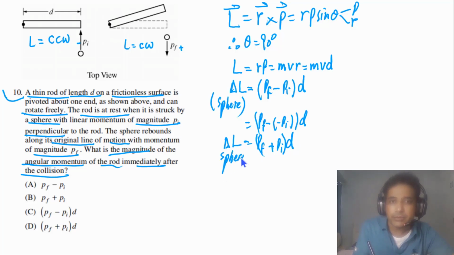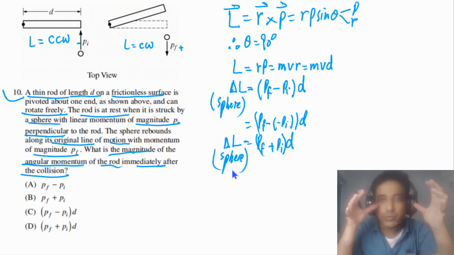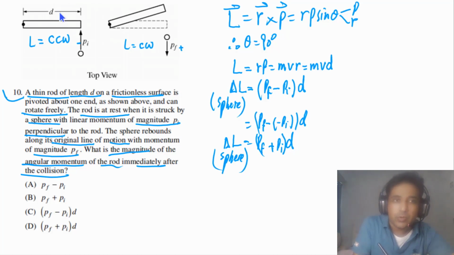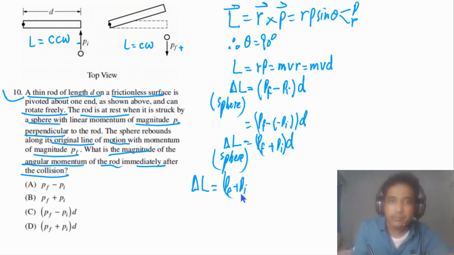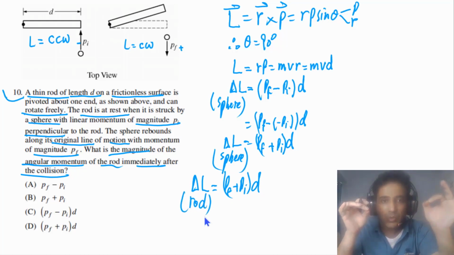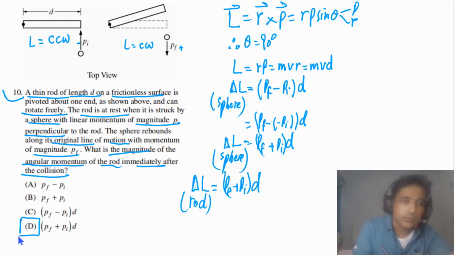As in this collision, for this system, total change in angular momentum has to be 0. So the change in angular momentum of this rod also has to be equal to (pf plus pi) times d. So this is for the rod. The change in magnitude of angular momentum of the sphere has to be equal to the change in magnitude of angular momentum of the rod, because in any collision angular momentum is conserved. So the answer for this question has to be D.